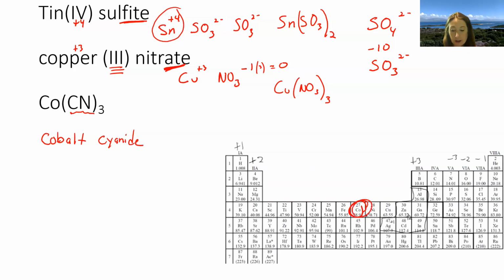Well, this is also a transition metal, which means perhaps use Roman numerals because it has multiple charges. So how do we do that? Well, cyanide is a -1, and there's 3 of them. So this side is a -3, so this has to be a +3. 1, 2, 3.